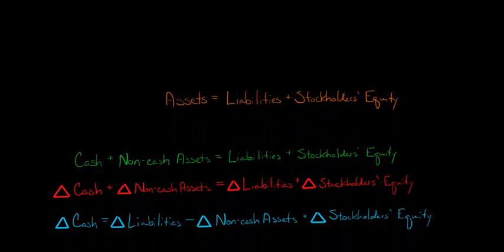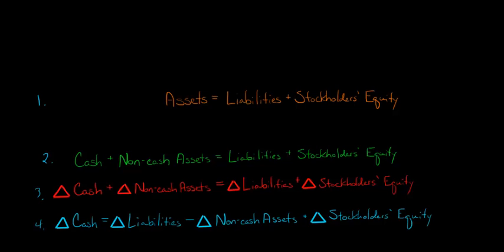Now, the final step is to take the change in non-cash assets and subtract it from the left-hand side, and so now we would have it on the right-hand side, where we'd have change in liabilities minus change in non-cash assets plus change in stockholders' equity. So if we number this, we've got our fundamental accounting equation, then part 2, then 3, then 4. The only thing different between equation 3 and 4 is that we have subtracted change in non-cash assets from each side.